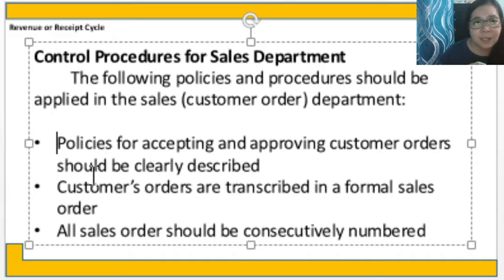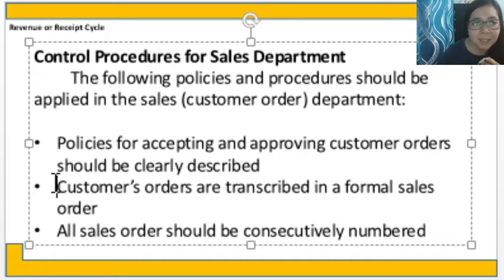Another is that customer orders should be transcribed in a formal sales order. Once the customer places their order, it should not be made orally only. The entity should record it in the sales order form, which specifies the amount, the quantity, and the type of goods that the customer will order. This will also be used as a source document in the recording of the sales transaction.